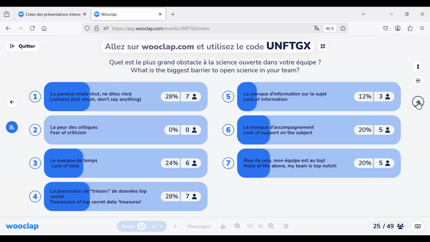Effectivement, l'accompagnement, ça peut être aidé avec, je parlais de data manager, l'accompagnement peut être à plusieurs niveaux. Manque d'information, il faut trouver l'information, mais elle est là. C'est un peu la jungle, mais il faut la trouver. Pas de peur de critique, ça c'est bien. Et la paresse, oui, souvent, on a déjà beaucoup de choses à penser, donc c'est difficile d'appliquer tout ça.